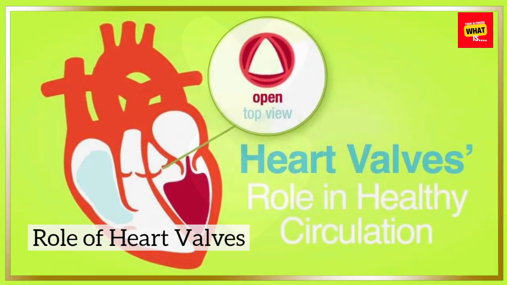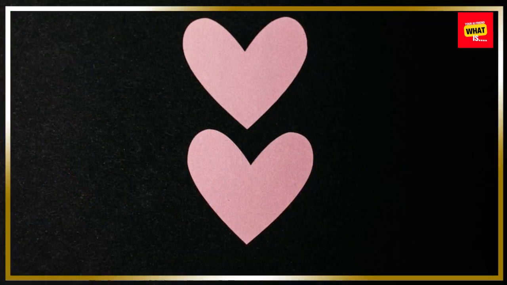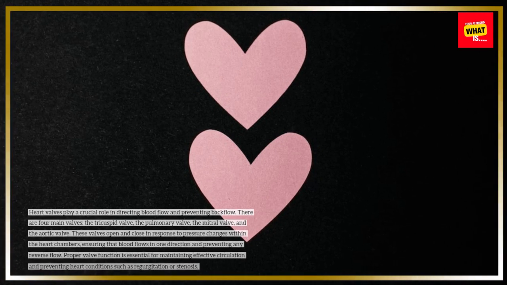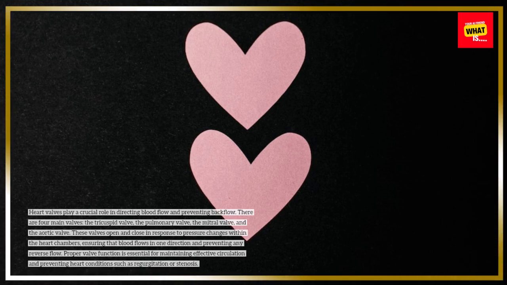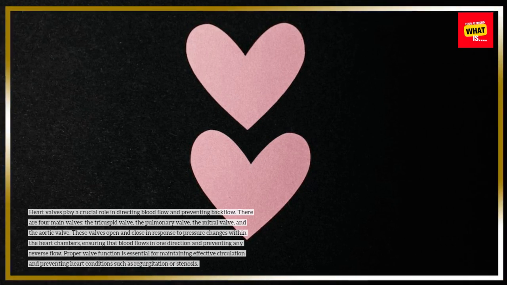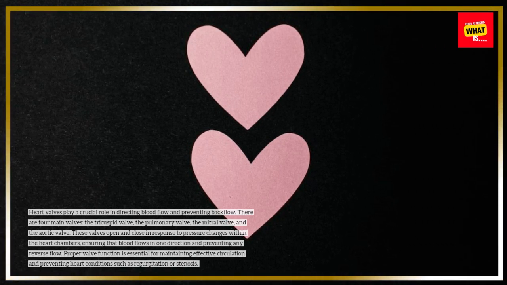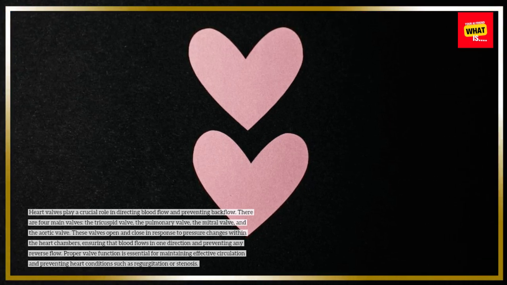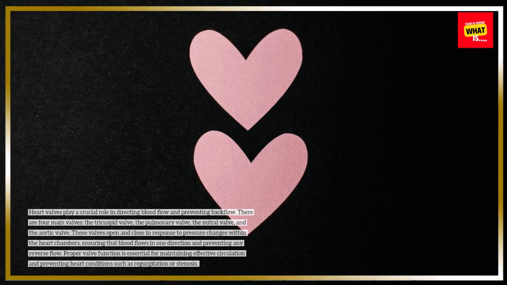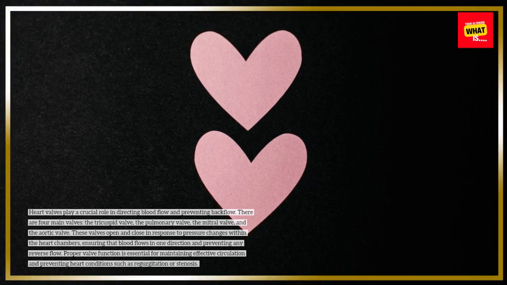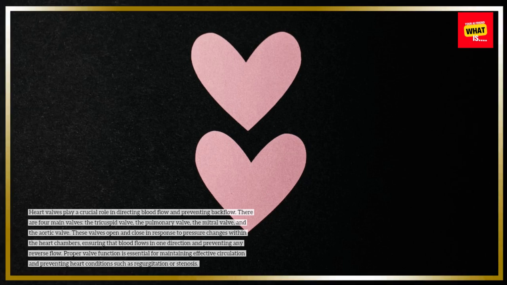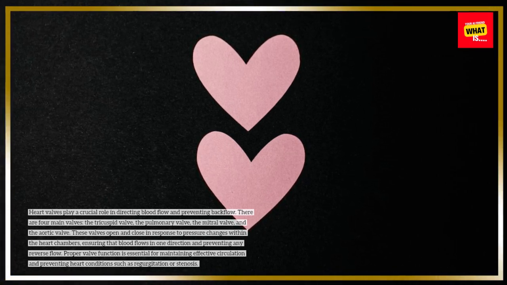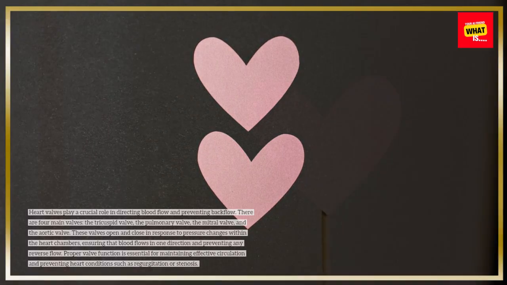This coordination ensures that the ventricles contract efficiently and effectively. Role of heart valves. Heart valves play a crucial role in directing blood flow and preventing backflow. There are 4 main valves: the tricuspid valve, the pulmonary valve, the mitral valve, and the aortic valve. These valves open and close in response to pressure changes within the heart chambers, ensuring that blood flows in one direction and preventing any reverse flow. Proper valve function is essential for maintaining effective circulation and preventing heart conditions such as regurgitation or stenosis.